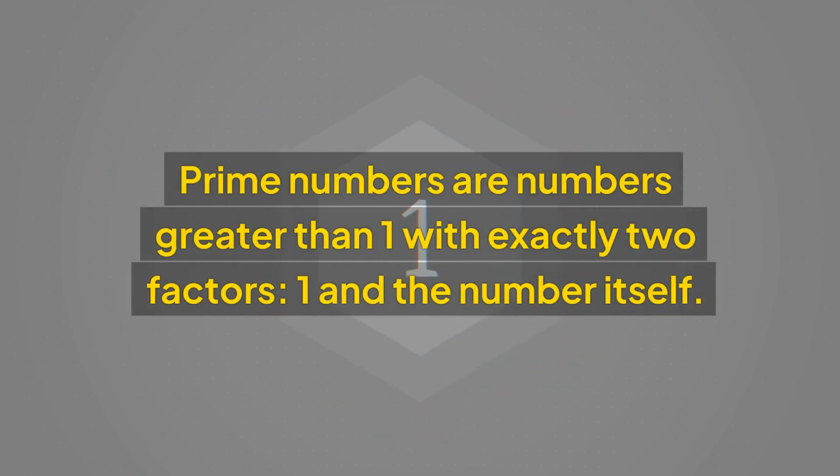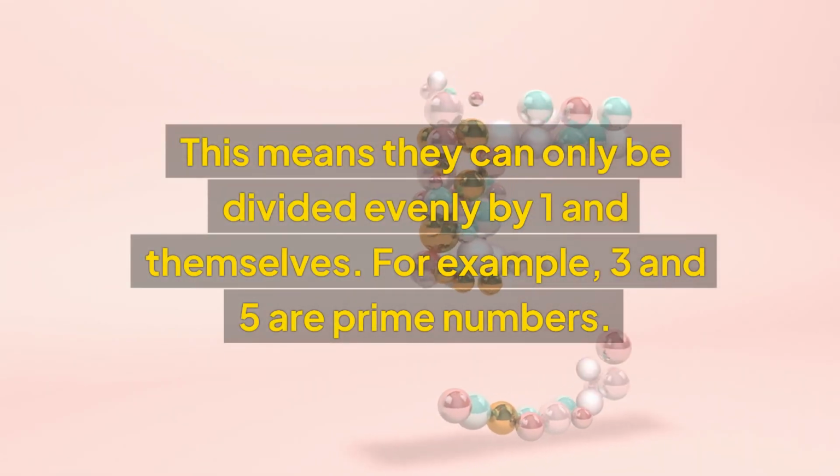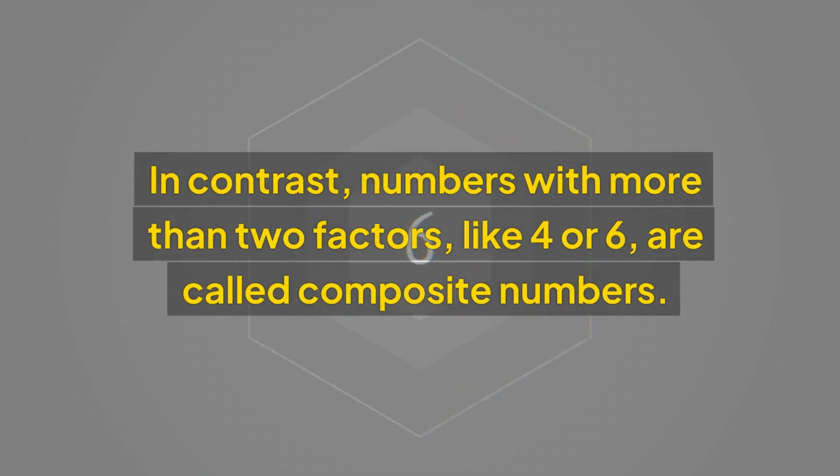Prime numbers are numbers greater than 1 with exactly two factors, 1 and the number itself. This means they can only be divided evenly by 1 and themselves. For example, 3 and 5 are prime numbers. In contrast, numbers with more than two factors, like 4 or 6, are called composite numbers.